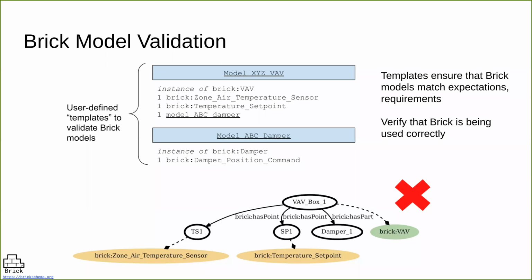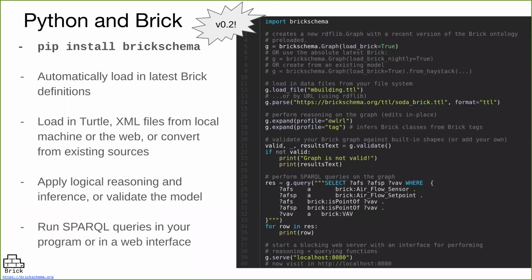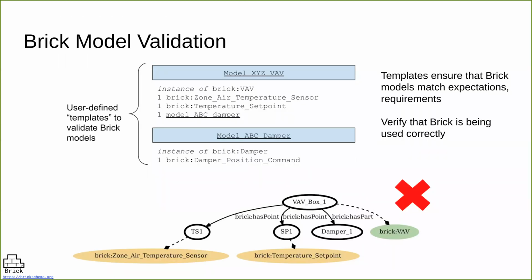So our VAV template requires that we have a model ABC damper. That model ABC damper is its own template, which has its own requirements for what class it should be and what points are associated with it. And so our sample graph at the bottom, because it doesn't have the associated points with the damper, does not validate. And of course, we'll get a detailed report out that says exactly what is missing. And if you did have a graph that was complete, then of course, the validation does tell you that you passed.